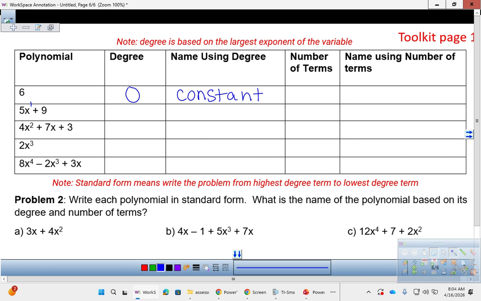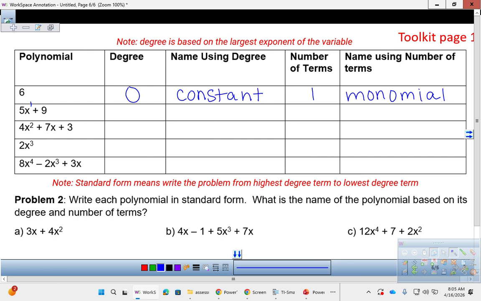Number of terms is how many numbers are in the problem. For this 6, there's only one number in the problem. It's just the 6. And the polynomial name for a single term is monomial. Mono means 1. The ial means it's a polynomial, right? So you just put the ial at the end, and now it's the name for a polynomial.